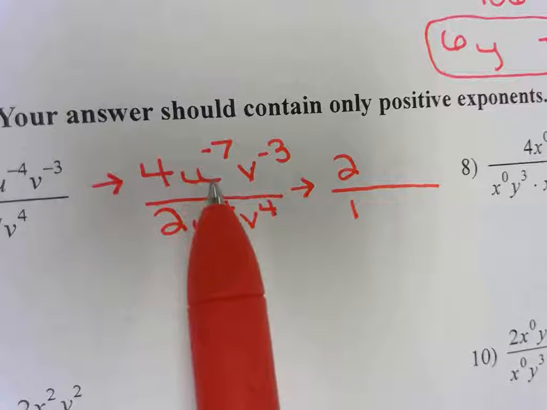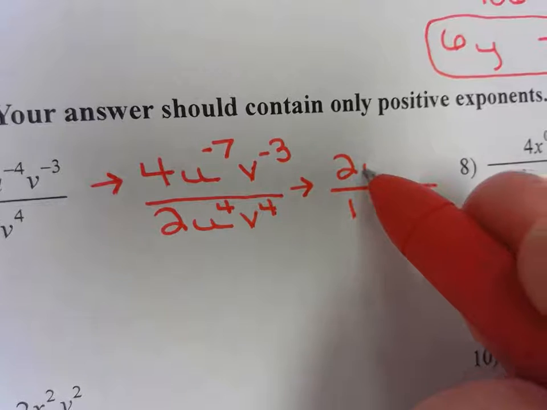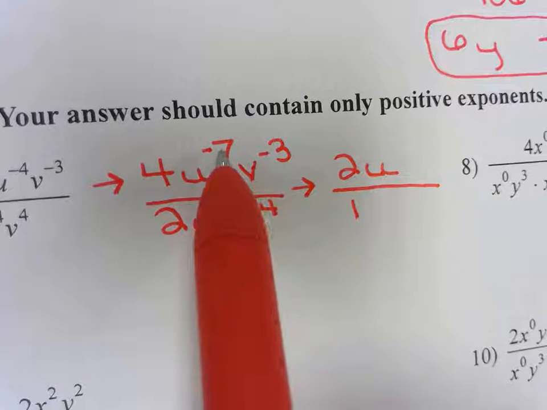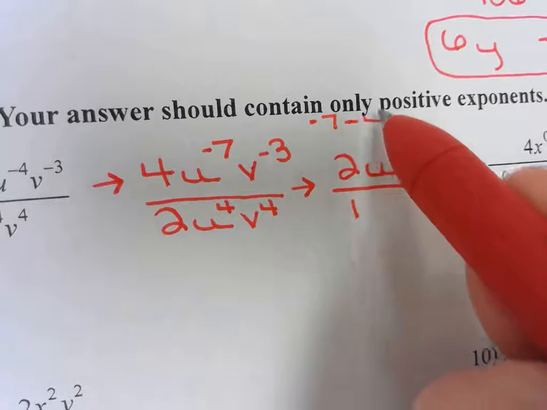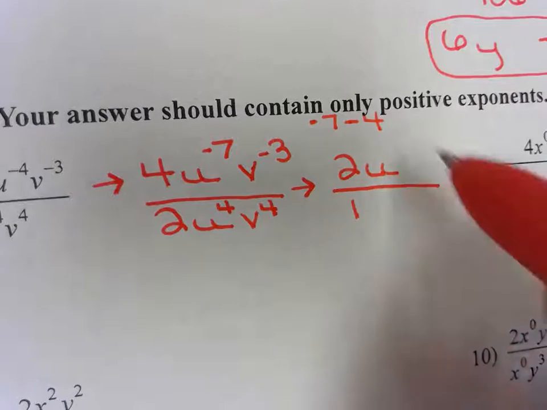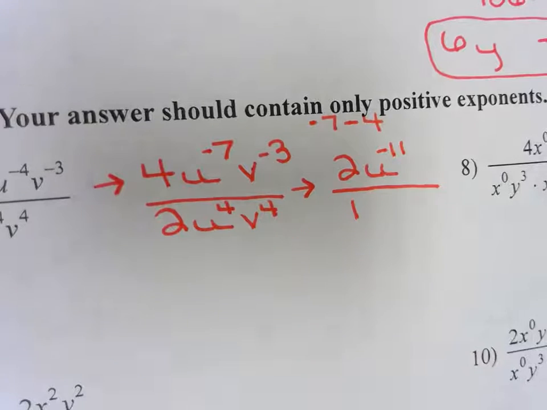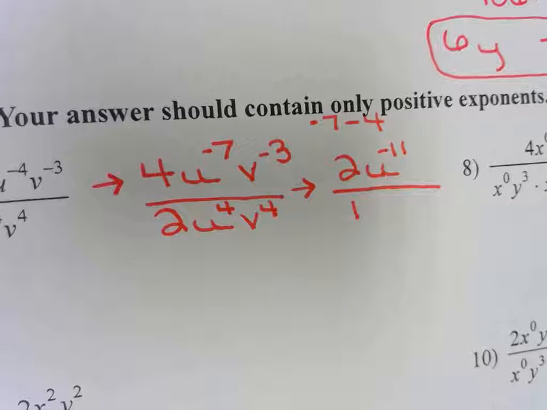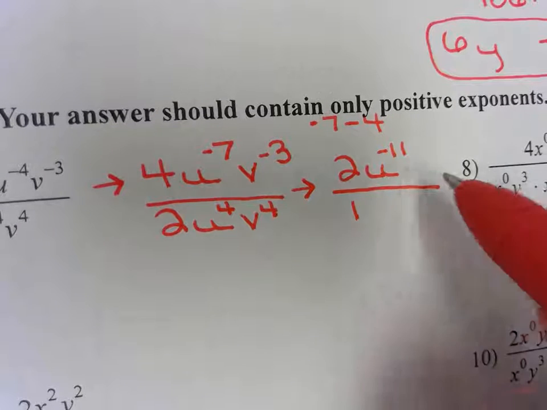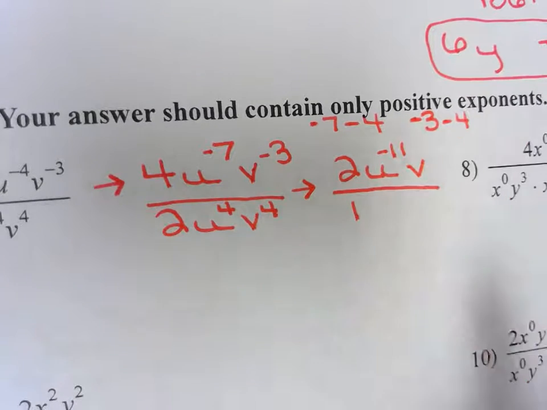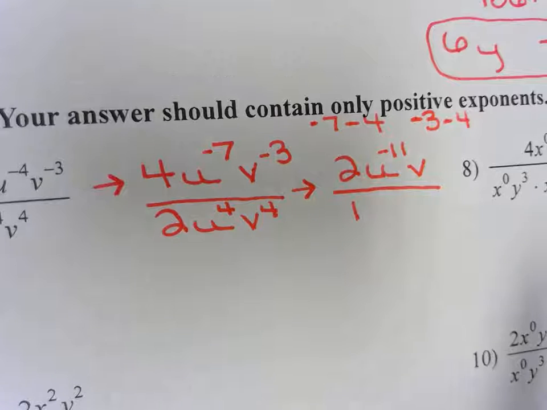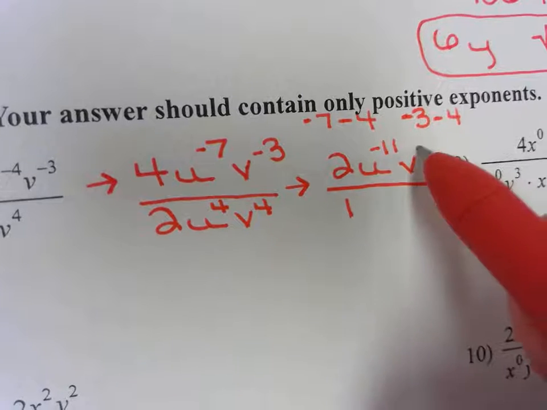And we are going to subtract my exponents. You always start at the top. What is negative 7 minus 4? So negative 7 minus 4. Negative 11. So that's u to the negative 11. Always start at the top. And then the v. What is negative 3 minus 4? Negative 7.